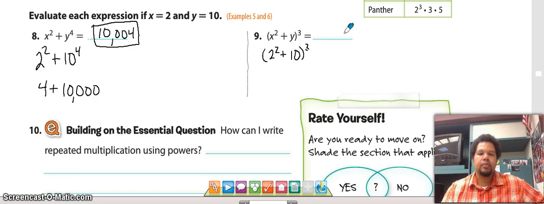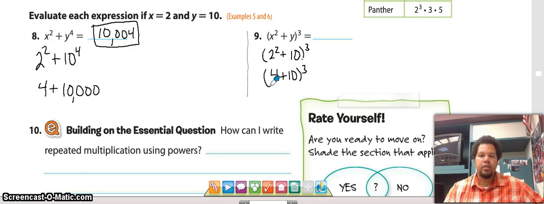Number 9. Okay, so we substituted the 2 for the x and the 10 for the y, and now we're going to go ahead and evaluate this, work it out. We do what's in the parentheses first. Inside this parentheses we have addition and exponent, so we're going to do the exponent first. So we go 4 plus 10 inside the parentheses, and then now we go ahead and add that. 4 plus 10 is 14.